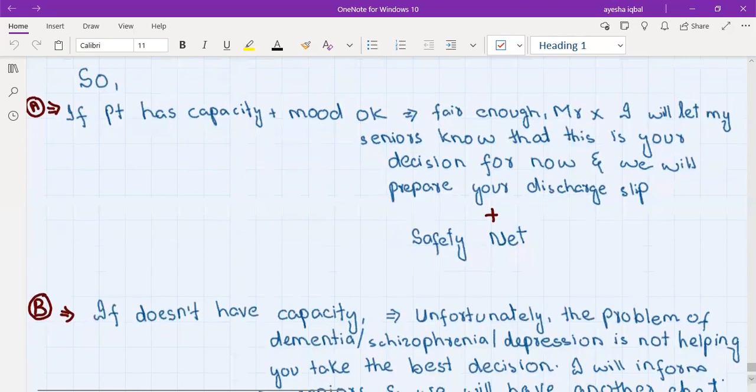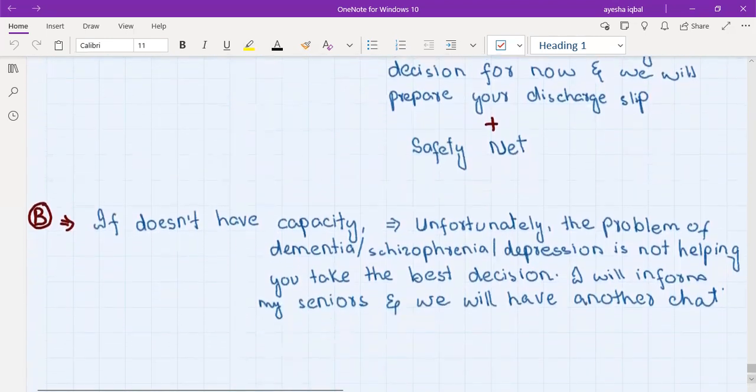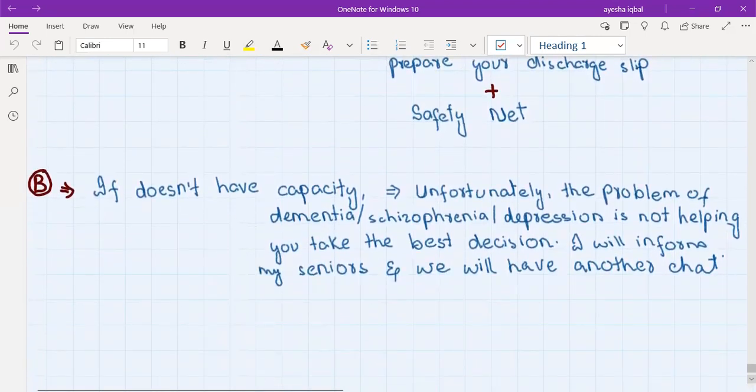And the second situation, situation B, is that the patient does not have capacity. It can be because of any reason. It can be because of dementia, either the patient has a memory problem, or the patient is schizophrenic, or he is depressed and he is actually suicidal. Then what are you going to do? You're going to tell the patient that unfortunately the problem of dementia, or the memory problem in simple words, or your mental health condition or your mood disorder is not helping you to take the best decision at the moment. So I will inform my seniors about this as well, and we'll have another chat with you.